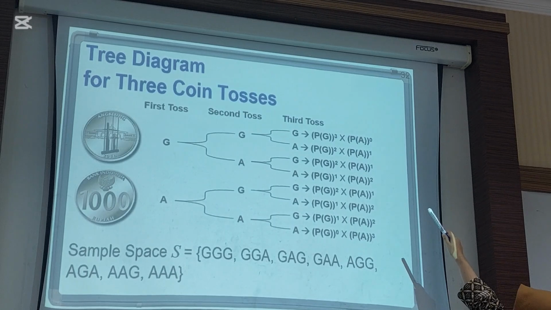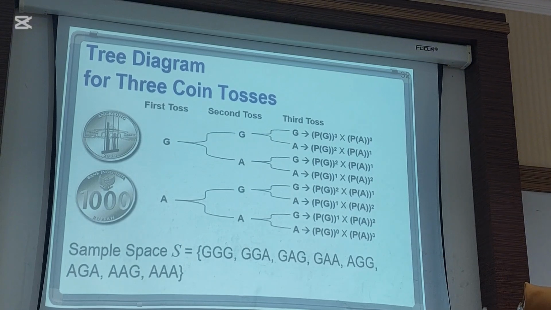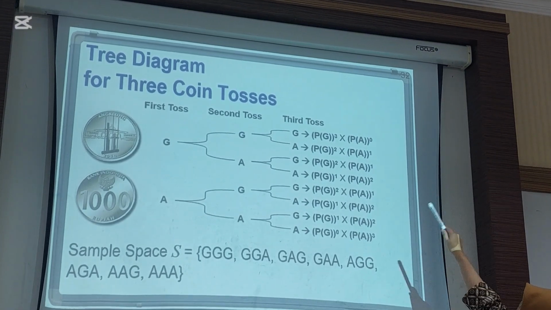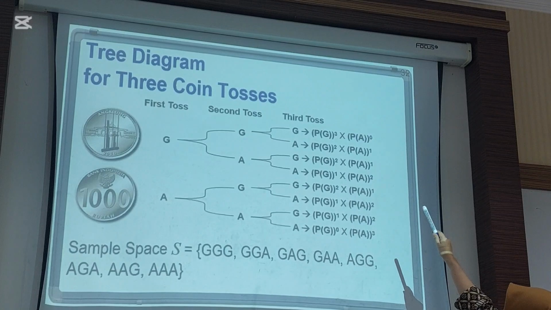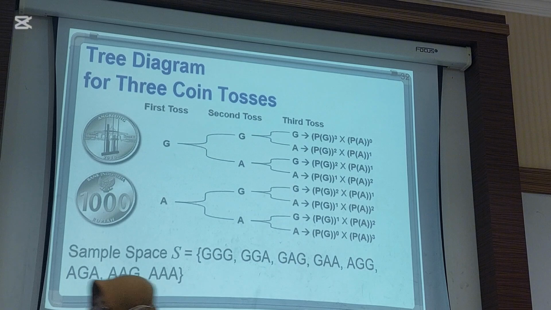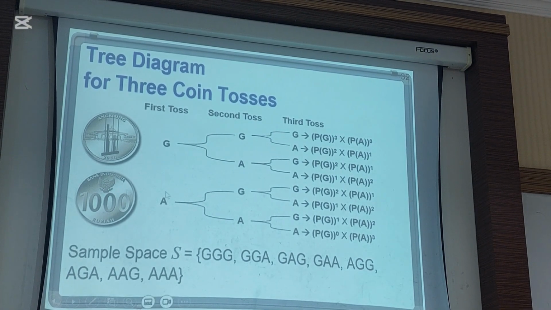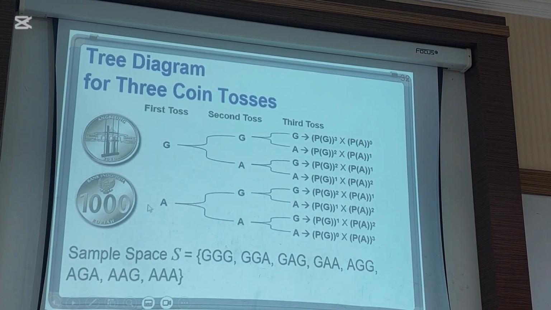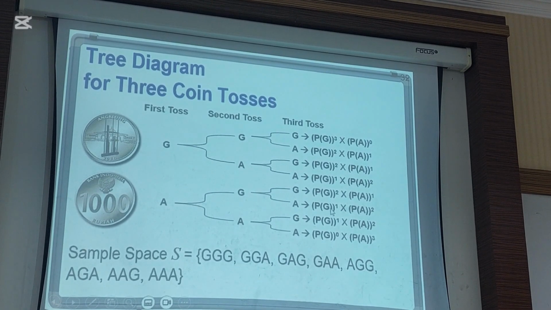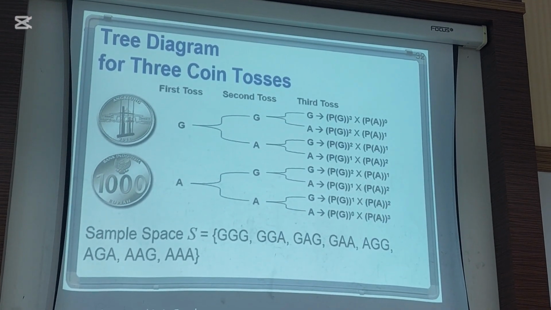If we want to know the probability, the first class we have G, the second class we have G, and the first we have G. So the probability is G square 3. If we want to know about AGA, A is the probability G, because this is G only 1, 1, 2, square 2. So this is for the probability.